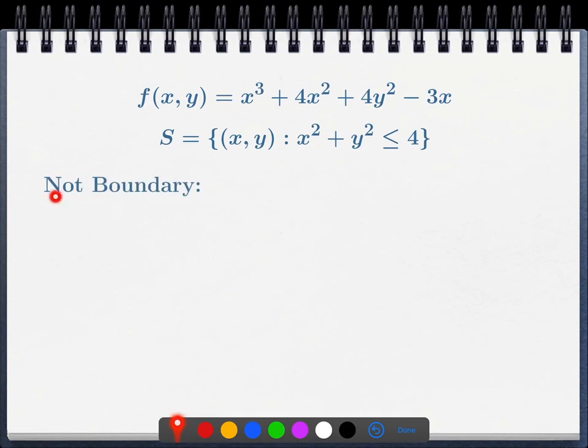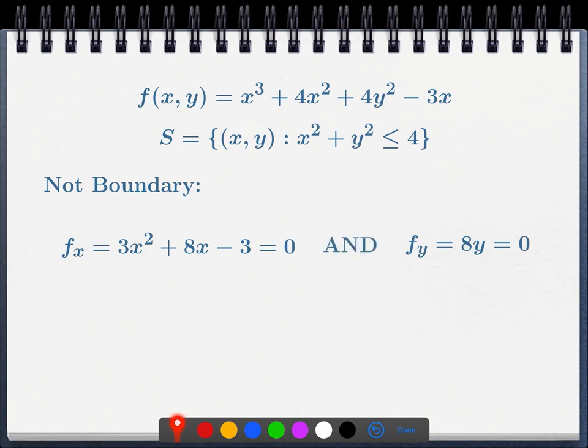So I'm going to handle first the points that are not on the boundary but inside the circle, where x squared plus y squared is less than 4. For that, we take the partial derivatives of f and set them equal to 0. With respect to x, we have 3x squared plus 8x minus 3. And with respect to y, we just have 8y coming from this term. We want points x, y where both of these are 0. We see y is going to have to be 0.